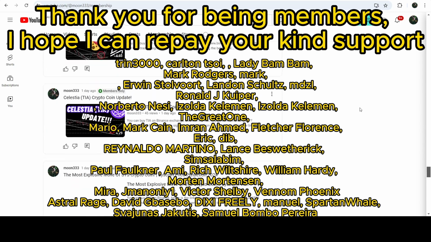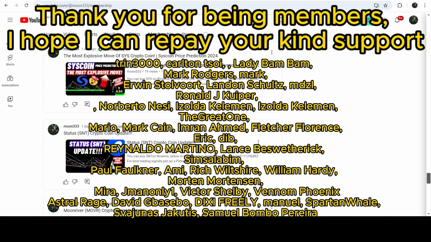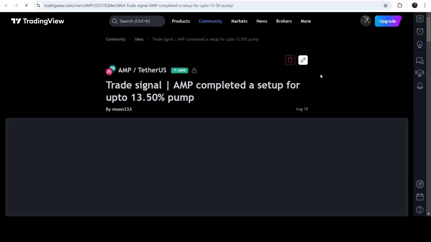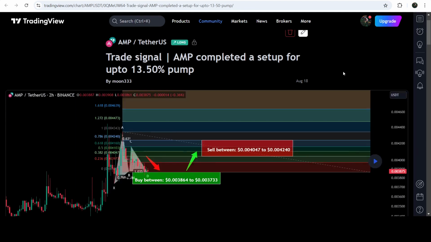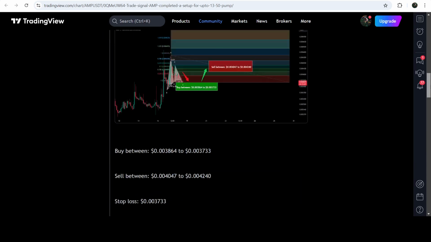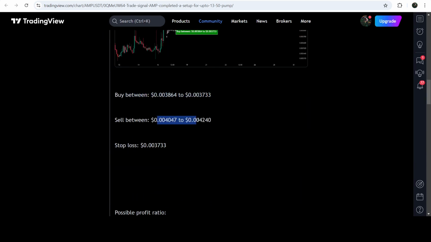So let's start the analysis, and first of all, let me begin with my most recent trade signal for AMP token that I shared on 18th of August 2024 with my members. This was a harmonic bullish reversal pattern that AMP token formed on a 2-hour time frame chart with the US dollar pair. And this was a complete trade signal: a buying zone and sell target zone, and below this level was the stop loss.